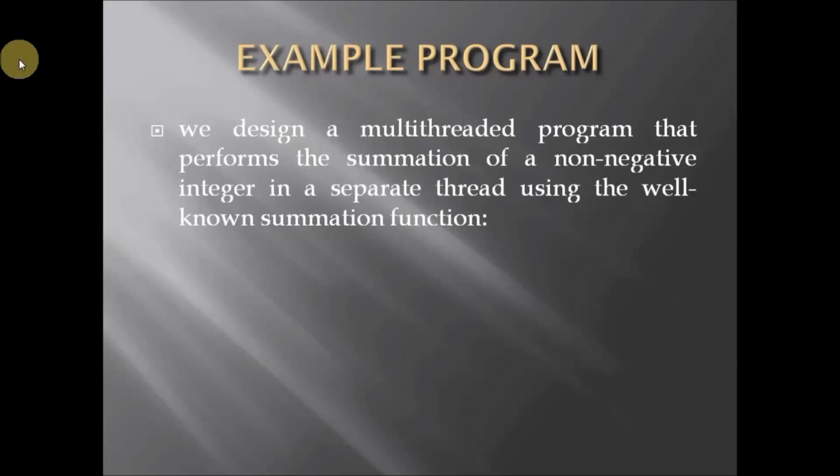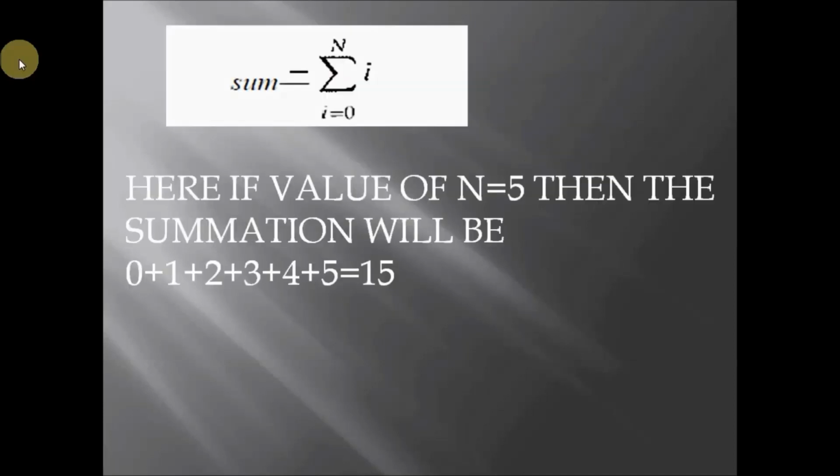So what is this program? Now we will understand the main intention of this program. Here the program needs to calculate the summation. Summation means, for example, if you give the value of n as 5, then it will find the summation. 5 is my value, right? So 0 plus 1 plus 2 plus 3 plus 4 plus 5. It will do the sum of all the values from 0 to 5. That is the summation. The value will be 15.